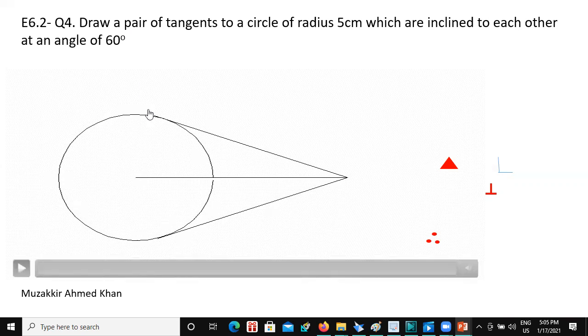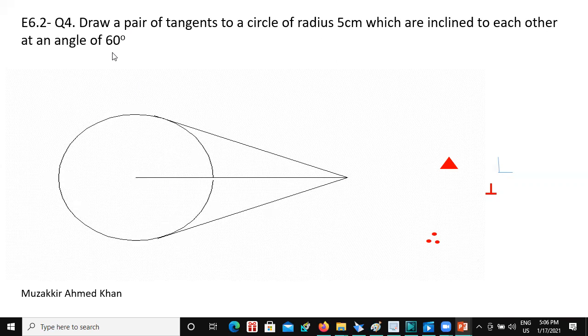You might be knowing that in order to draw a tangent, you need to have a point at some distance from the center. And usually that distance will be given to you in the question. But in this question, the distance is not given. Instead, the angle between the tangents that we get is given in the question.